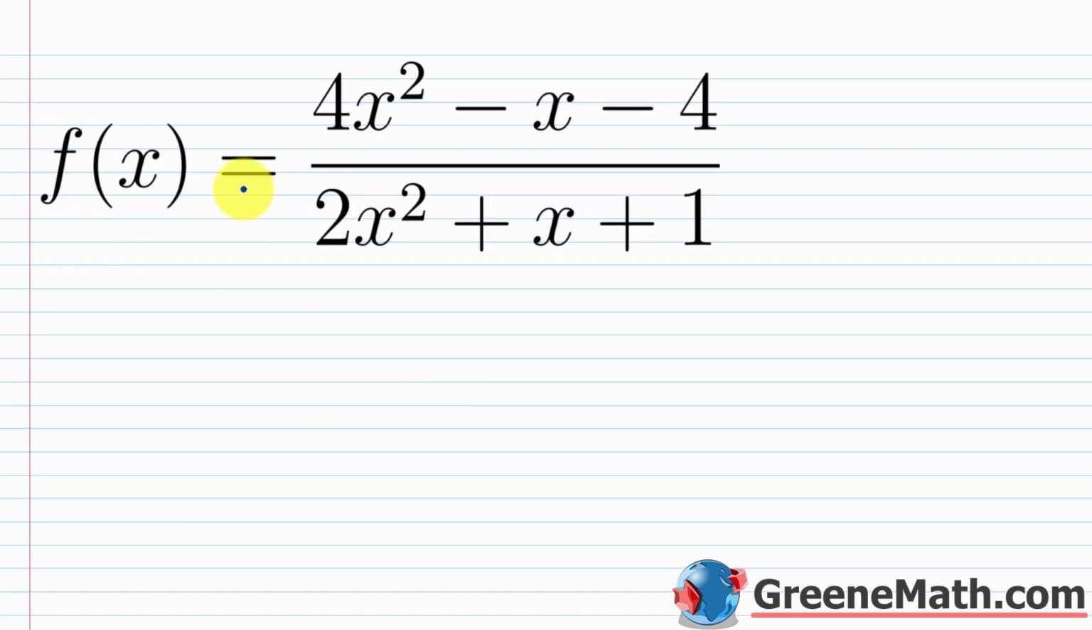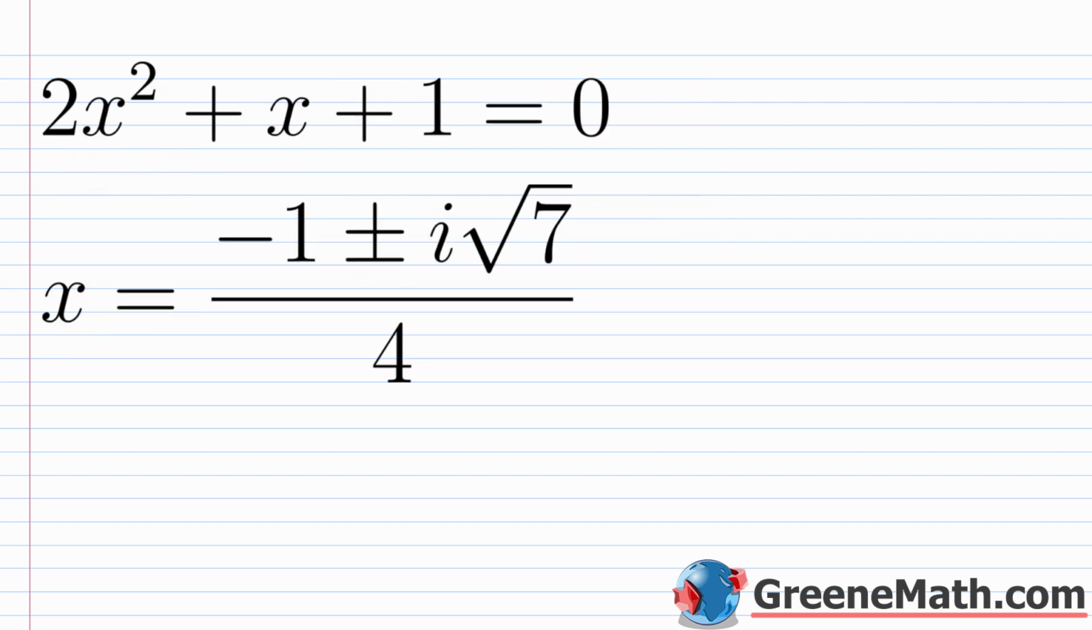So here we have f of x equals 4x squared minus x minus 4, over 2x squared plus x plus 1. So let's start with the vertical asymptotes. Take the 2x squared plus x plus 1, set it equal to 0, and solve. Again, you can use the quadratic formula for this, and you get two non-real complex solutions. So you get x equals -1 plus or minus i times square root of 7 over 4.